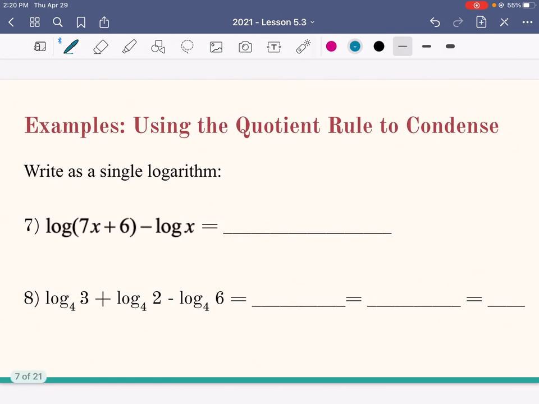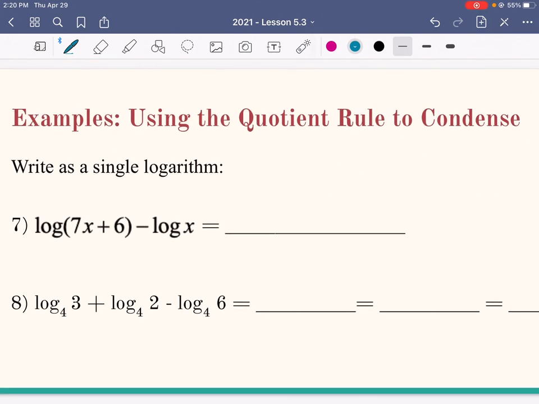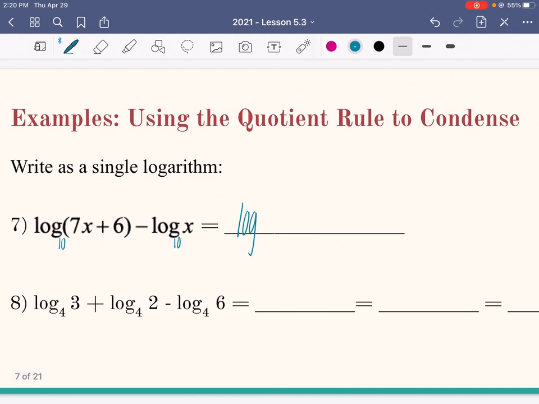Okay, now let's use the quotient rule to condense. So we are going to go the opposite direction. We've got both log base 10, common base here, or common logs. So we get log of 7x plus 6, all of that in parentheses, all of that divided by x. Okay, so quotient, remember, we take this minus sign, that becomes a division symbol in the middle there. And we just leave that as is, unless it can simplify any further.